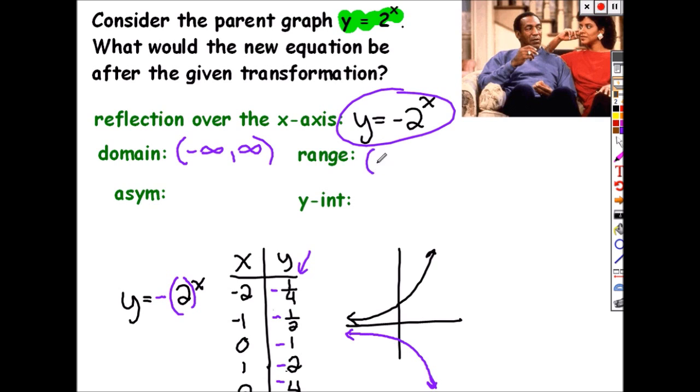So the lowest it's going to reach is -infinity. Highest it's going to reach, I'm still going to approach 0, but I'll never quite get to 0. The asymptote for both the parent function and the reflection would be the x-axis, or the line y equals 0. And your y-intercept now, if I plug in 0, I'm actually going to get out -1.